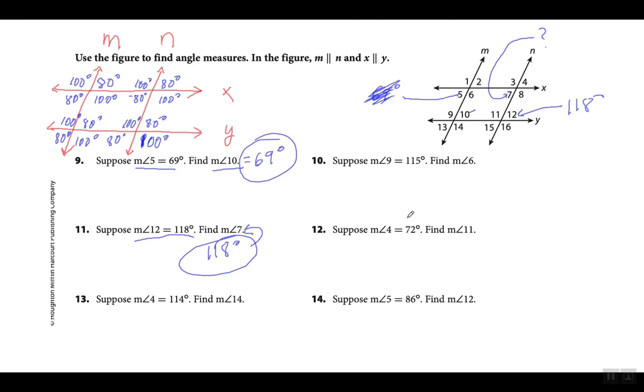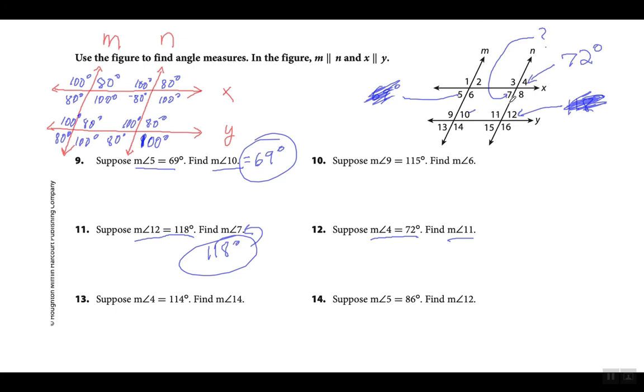All right, let's look at the next one. Okay, let's look at number 12. So we already did that. Sorry for the mess. All right, look at number 12. Suppose the measure of angle 4 is 72 degrees. Angle 4 is 72 degrees. Find the measure of angle 11. Tenemos que encontrar la medida de ángulo 11, okay?